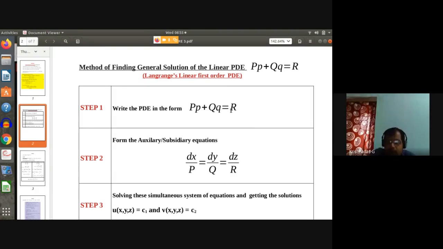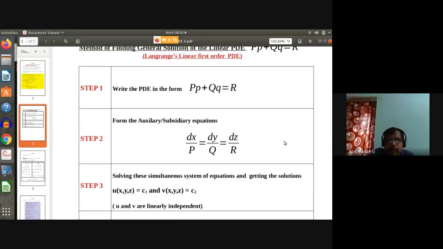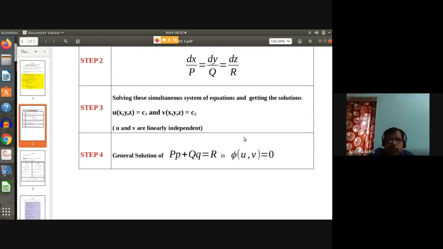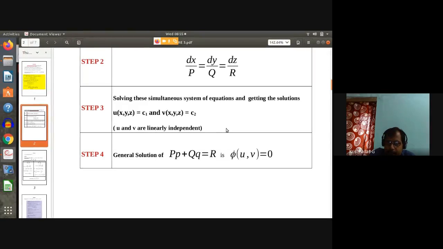That is step 1. Step 2, we write the auxiliary equation as dx by P equal to dy by Q equal to dz by R. That is the second step. Step 3, solving the simultaneous system of equations and getting the solution u of xyz equal to C1 and v of xyz equal to C2, such that u and v are linearly independent.